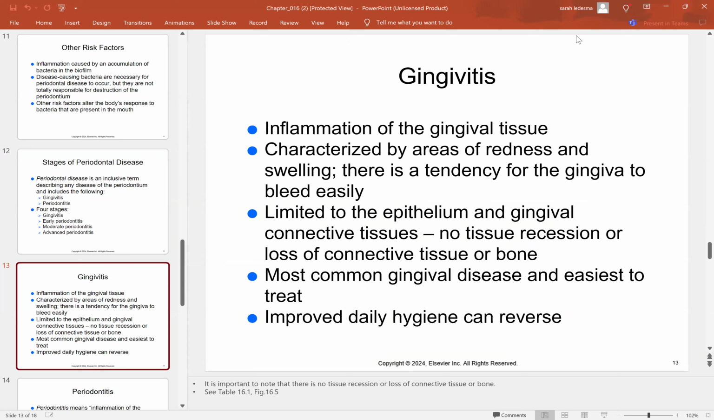Gingivitis is inflammation of the gingival tissue. Categorized by areas of redness and swelling, there's a tendency for the gingiva to bleed easily. This is limited to the epithelium and gingival connective tissue, with no tissue recession or loss of connective tissue or bone. It is the most common gingival disease and easiest to treat, and can be improved with daily hygiene and can be reversed.